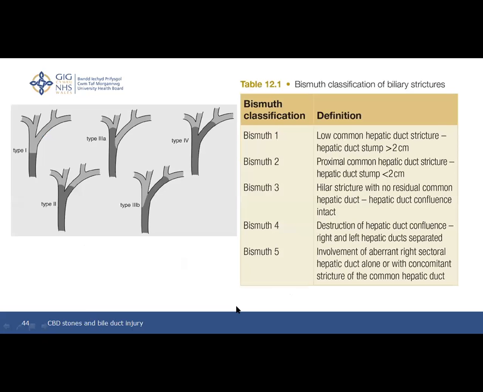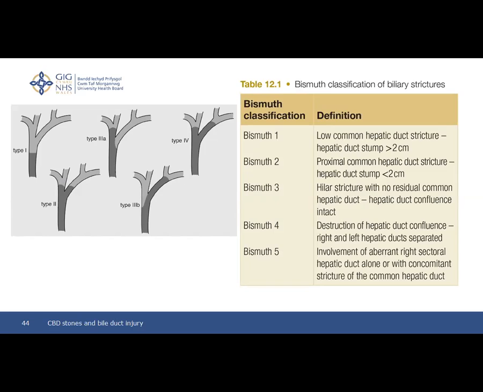This is nothing but a stricture which is formed due to common bile duct injury. Again, it's the same as the E type of the Strasberg classification. It's called the Bismuth classification of biliary stricture. When the stricture is greater than 2 centimeters from the confluence of the hepatic ducts, then it is type 1.